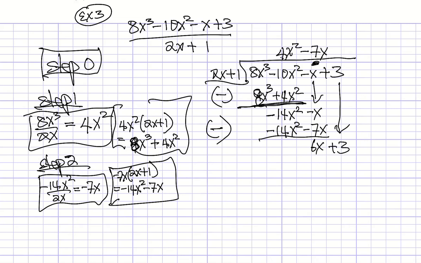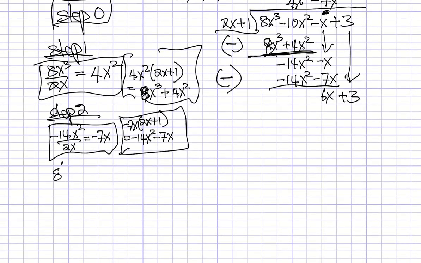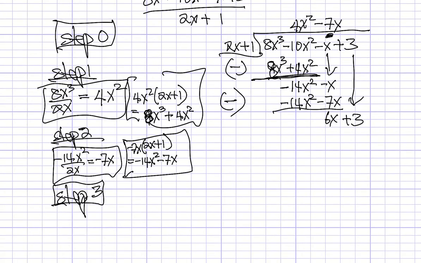Okay, so we got step 3 on this one. You keep going until you run out of steps. Sometimes you do 2 steps, but if you need step 3, take it. If you need step 4, do it. Okay, so we repeat the process. What do we get? We get 6x divided by 2x. It becomes 3.